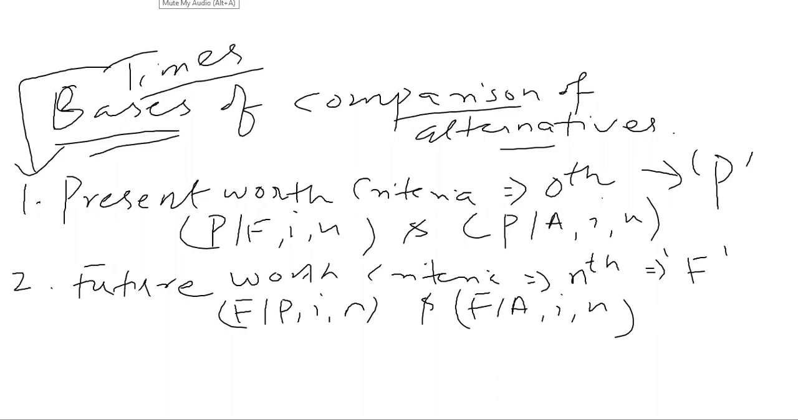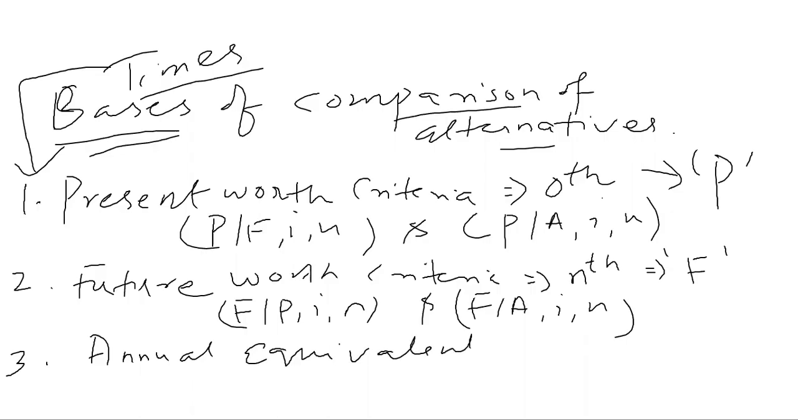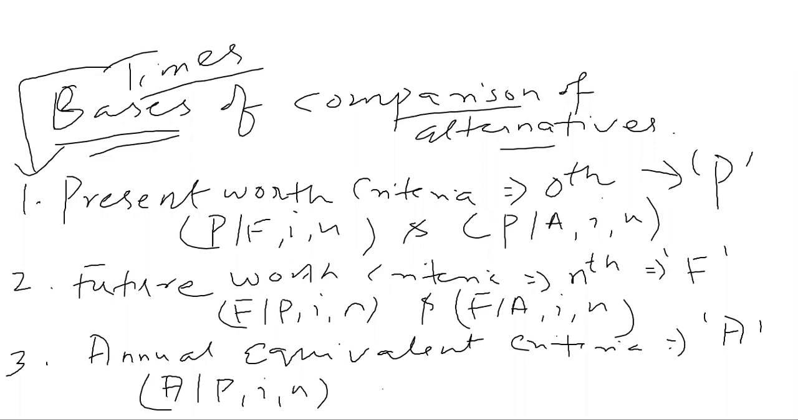And if I talk of the third time comparison, it is your annual equivalent criteria. Where your variable is A, which is equal and repeating every interest period, and you have two choices for that: A given P, i for n if you are converting a P value, and A given F, i for n if you are converting a future value.